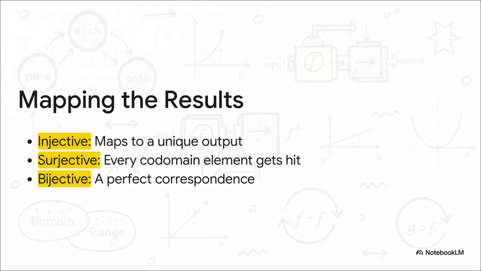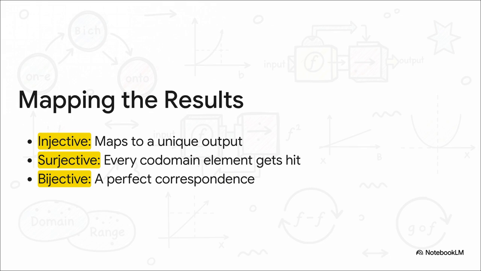Once we know it's a valid function, we look at how the inputs map to the outputs. We've got a few technical terms here, but they're pretty straightforward. An injective function, also known as one-to-one, means every input maps to a highly unique, exclusive output.